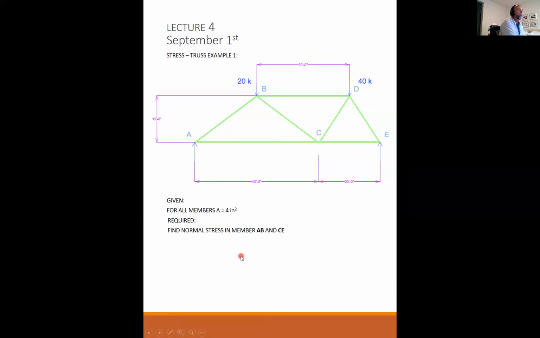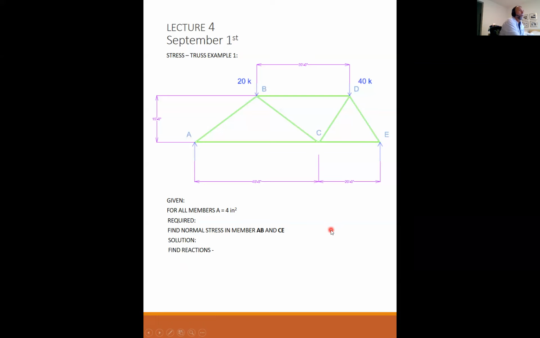So what is required, I just picked out 2 of these. I want to find the normal stress in strut AB and in strut CE. We could, of course, solve them all, but once you get the hang of solving a few, I felt that would be enough to illustrate the problem. So any questions about the setup before we go into it? Okay.